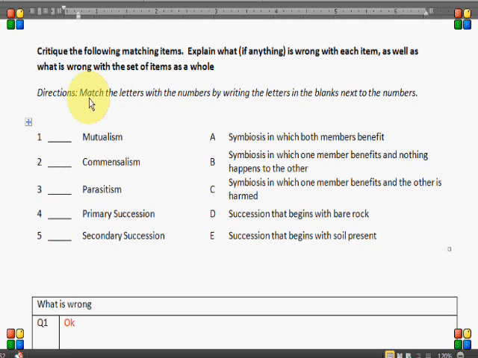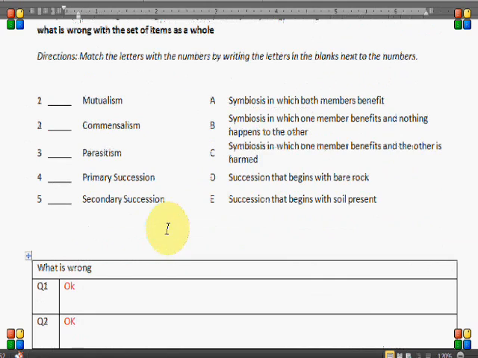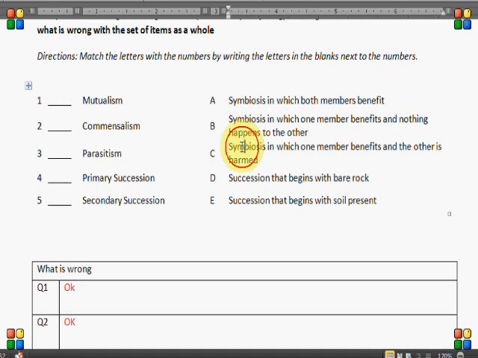Directions here, same idea. Go through each item, critique it, see if anything is wrong. Some people might say that symbiosis is a clue here. It's not really a clue because you have to know that each of these is a form of symbiosis. Succession here and here is a clue because I'm describing a type of succession, and then I have these two options, so it obviously gives it away that these two are these.